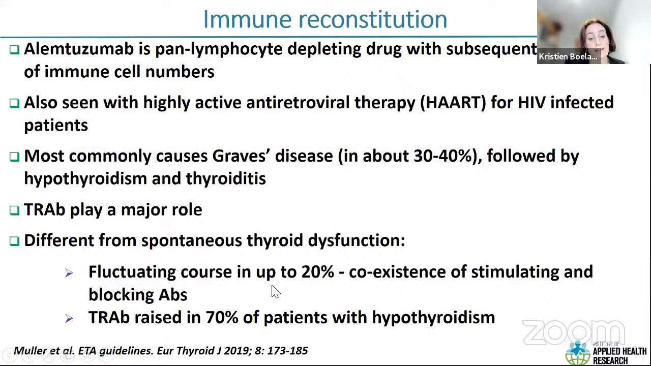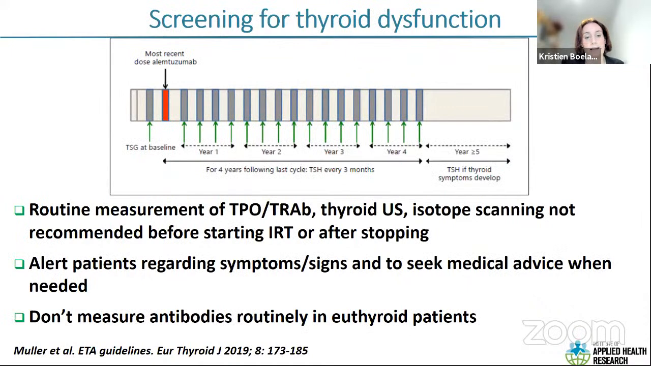So this often has a fluctuating course in up to 20% due to coexistence of stimulating and blocking antibodies. So often you have episodes of hyper and hypothyroidism alternating. And even in patients who have hypothyroidism, TSH receptor antibodies are often raised, and there will be largely blocking antibodies in that case. So we actually have some European guidelines on how we should manage and monitor these patients.